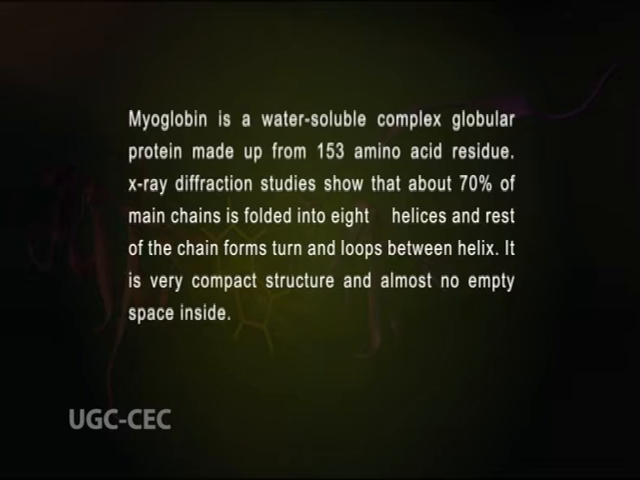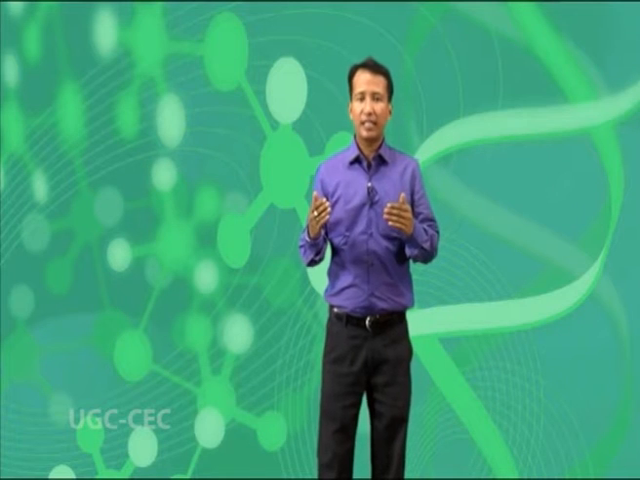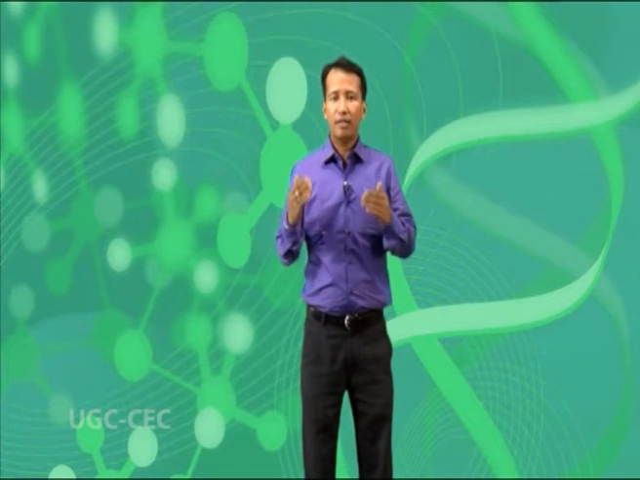It is a very compact structure with almost no empty space inside. The interior of myoglobin is made up of nonpolar residues such as leucine, valine, methionine and phenylalanine. However, charged residues such as aspartate, glutamate, lysine and arginine are absent. Only 2 histidine residues are found in the interior, which play a critical role in the binding of iron and oxygen.